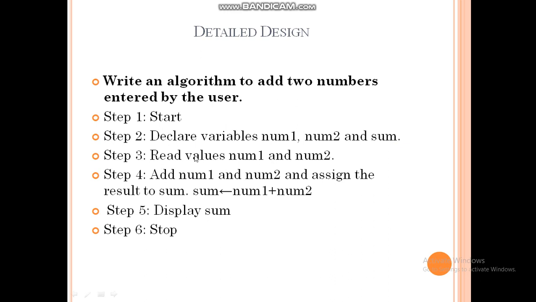The third step is to read the values of number 1 and number 2. Here we declared the variables number 1 and number 2, and now we read the values from the keyboard or input devices. Then add number 1 and number 2 and assign the result to sum. That means sum equals number 1 plus number 2.